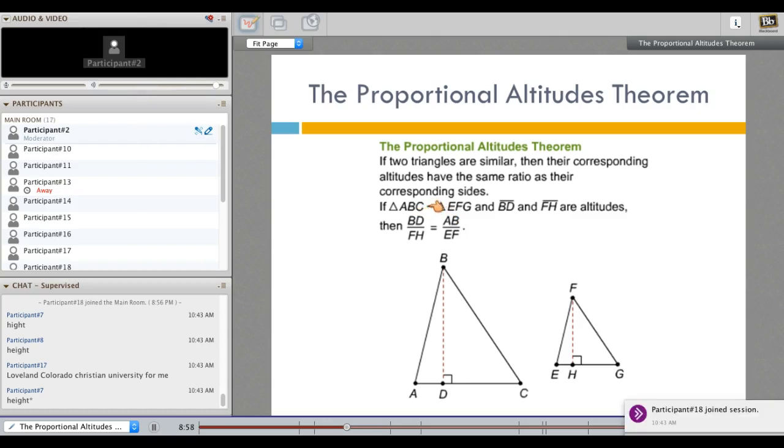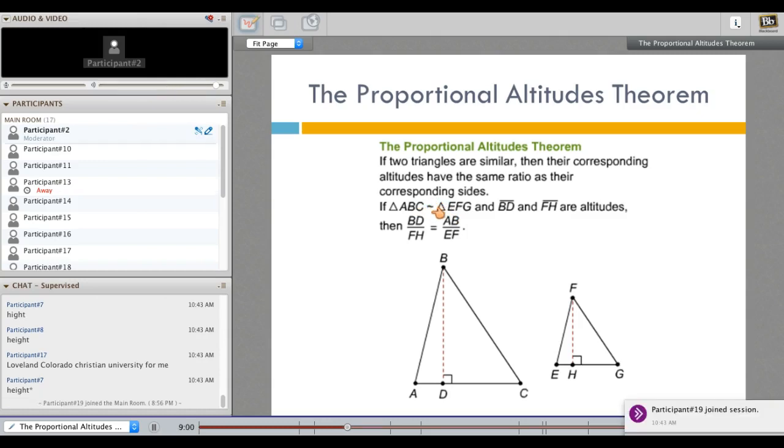Remember, that's the symbol for it. And it's telling us BD and FH are altitudes. It wouldn't have to tell us that. We could look at the picture and conclude that. Okay? It's saying, if you know those 2 things, then here's a proportion that you can make. The first proportion, well, this is really just the fraction, the whole thing put together is the proportion.